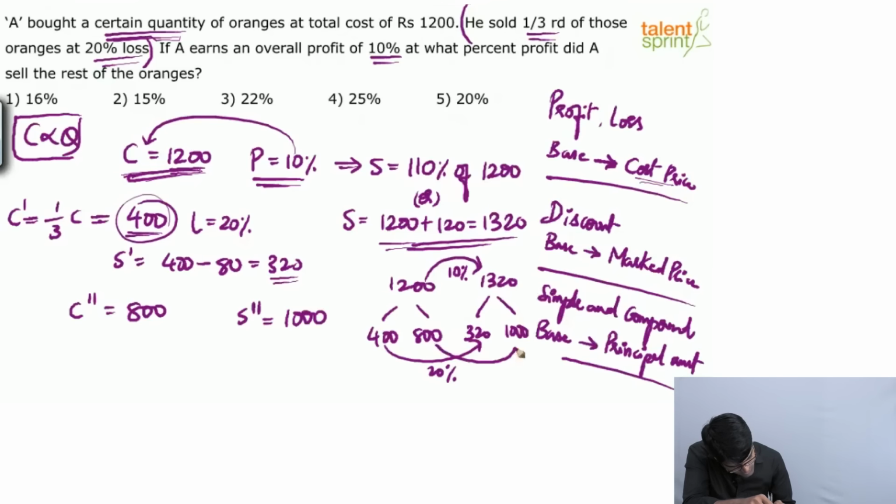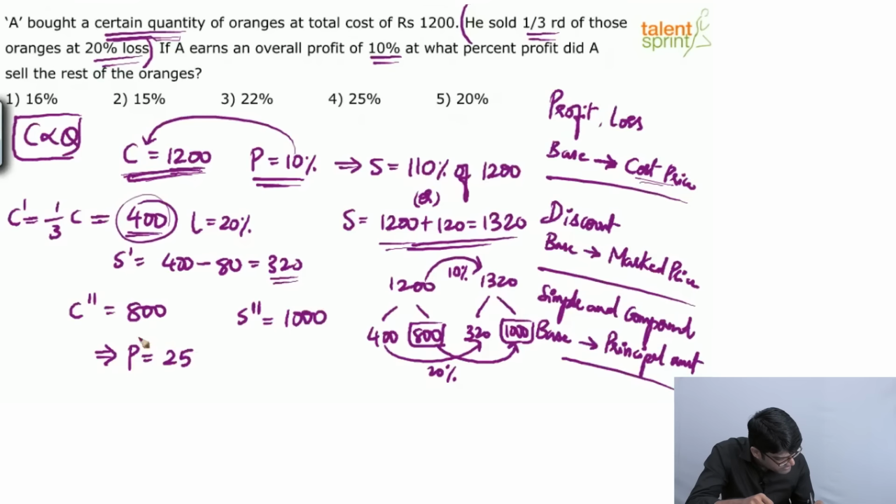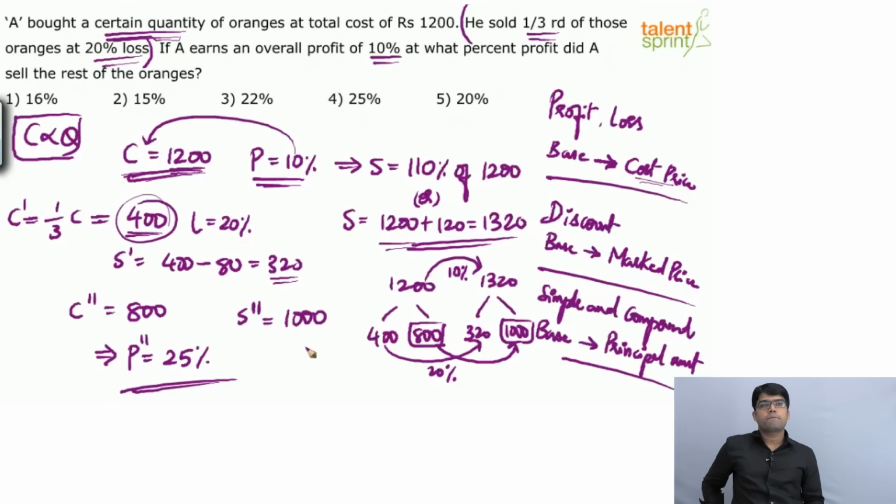What we have to find out is what is the relationship between these two. My expenditure was 800, my income is 1000. So how much is the profit? 25%. Let's say P double dash, 25%. And you do not have to do the calculation on paper for getting this. See, 800 becomes 1000 means what? You have earned 200 rupees. 200 on a base of 800 rupees. So how much will that be? 25%. So answer has to be option 4, 25%.